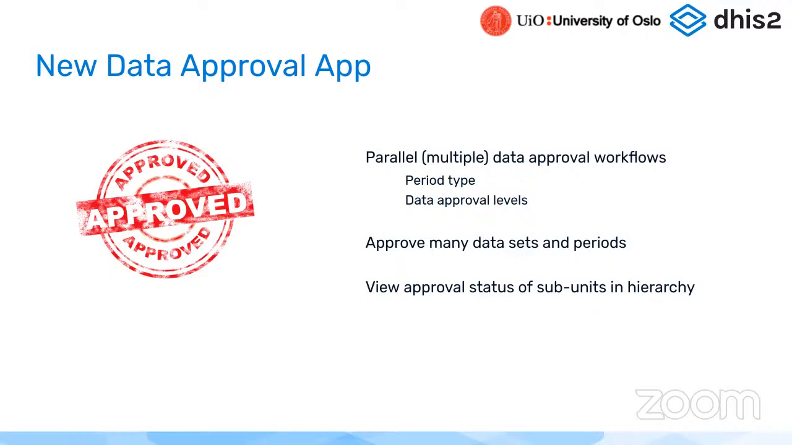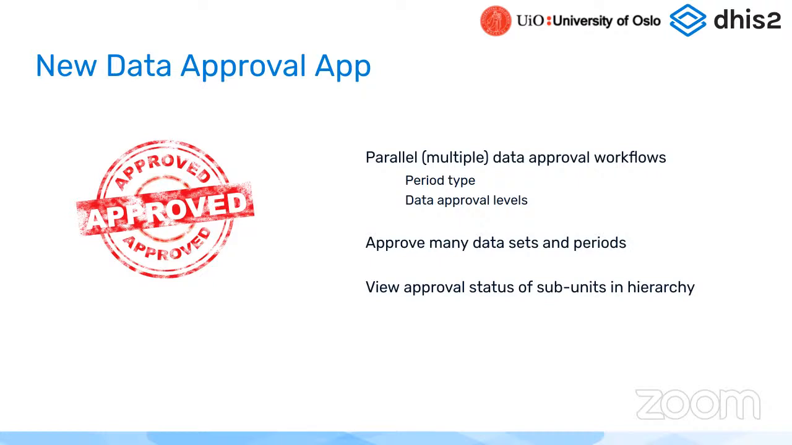So a data approval workflow basically has a period type, which defines the frequency of approval. And that frequency can actually be lower than the data sets which are part of the workflow. So if you have, say, monthly data sets, you can now set the workflow to be quarterly and then approve for 3 months at a time to make the process more efficient, if that's what you want.